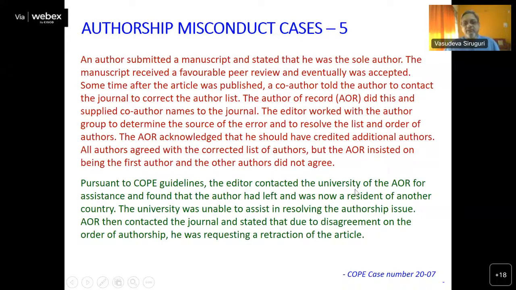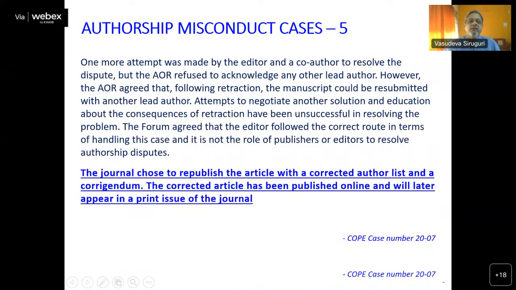So then the editor contacted the university of this person for assistance and found that the person actually has left and is a resident of another country. And the university was unable to assist in resolving this authorship issue. Then the guy contacts the journal and states that due to disagreement on the order of authorship, he was requesting the retraction of the article. So again, the editor made another attempt to resolve the dispute, but the first author, the sole author, refused to acknowledge any other lead author except himself.